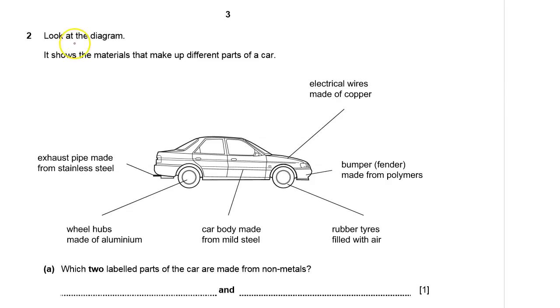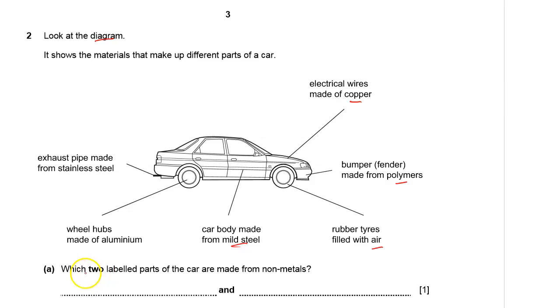Question number 2. Look at the diagram. This diagram right here shows the materials that make up different parts of a car. We have exhaust pipes made from stainless steel. We have wheel hubs made of aluminium. Car body is made of mild steel. Electrical wire is made of copper. Bumper fender made from polymers. Rubber tires are filled with air.